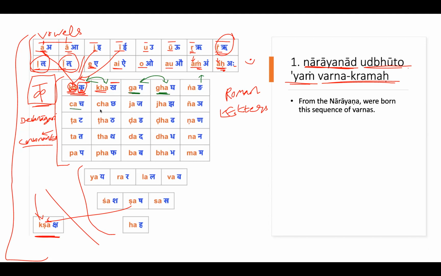This is cha, and cha with the air. Same thing. This entire row follows the same pattern. Cha, chha, ja, jha, nya, ta, tha, da, dha, na. This na, we will come to that. Ta, tha, da, dha, na.